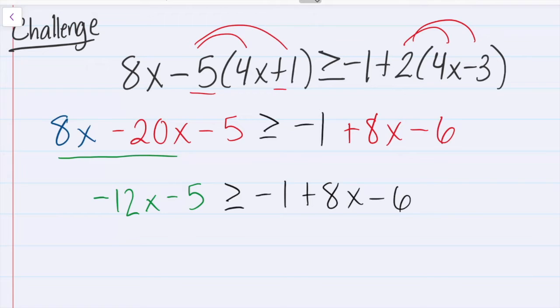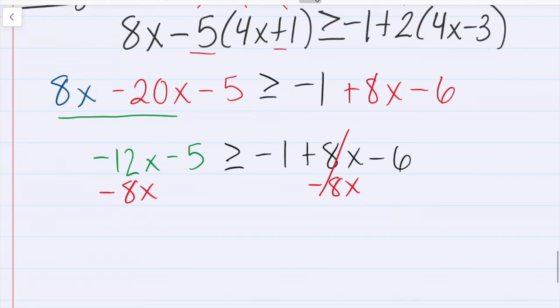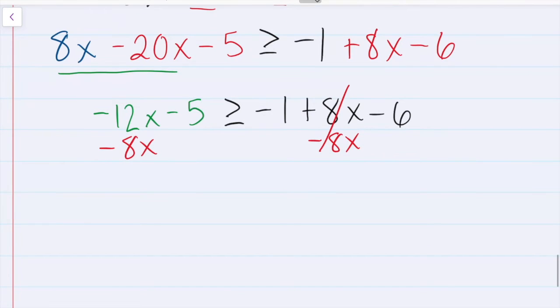Again, we still have x's on both sides. I would recommend moving all the x's to the left side. So I do that by subtracting 8x to this side, subtracting 8x to this side. What's -12 minus 8? Remember, they're both negative, and if you want to play it safe, always use a calculator. It's okay. That will give us -20x. Let's bring everything down. Minus 5 is greater than or equal.